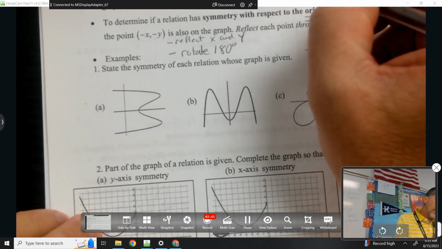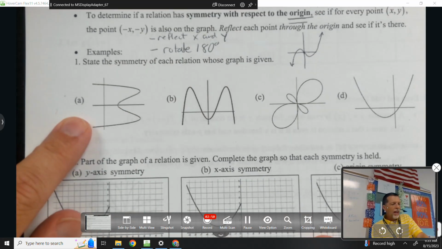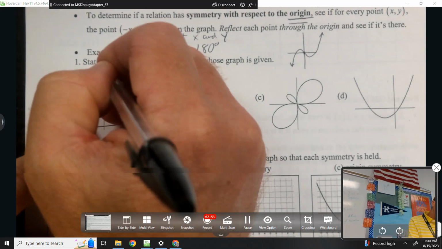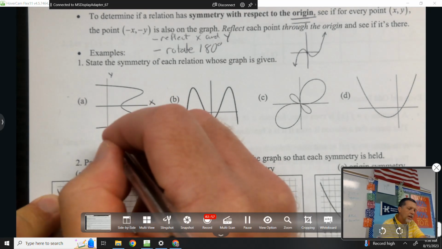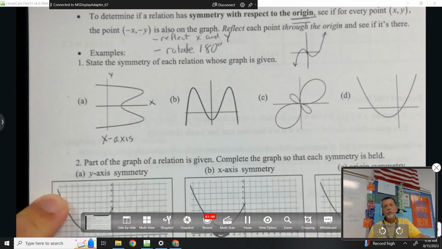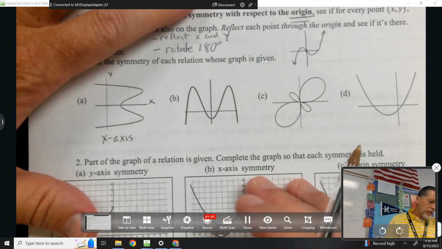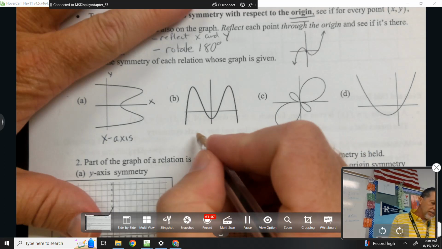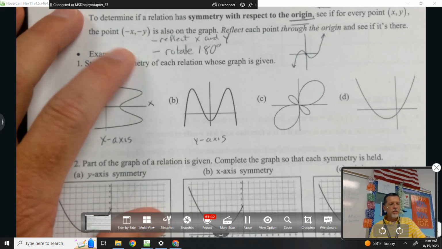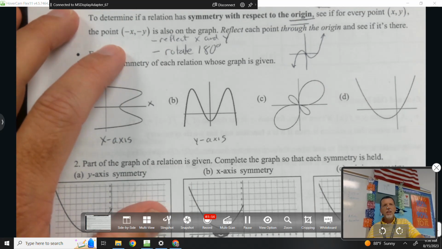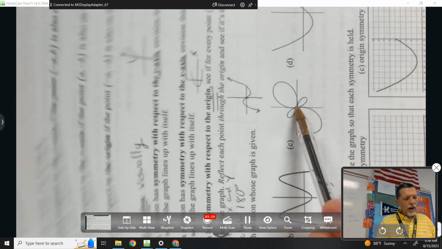So y-axis, x-axis, and origin, the 3 types of symmetry. So looking at number 1A, does that have y-axis symmetry, x-axis symmetry, or origin symmetry? X-axis symmetry. And it can have more than one, so you do have to be careful. How about B? X-axis, y-axis, origin, neither? Y-axis. Right, because if I fold it, it would copy onto itself.